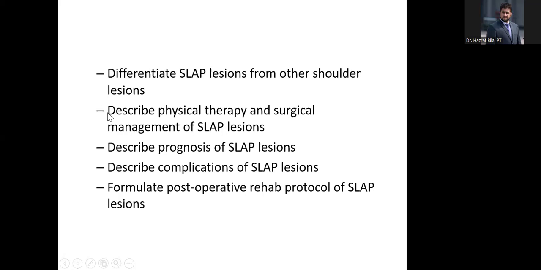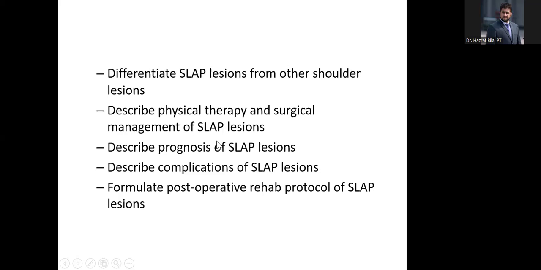After that, we will discuss in today's session the physical therapy management as well as the surgical management of the SLAP lesion. We will talk about the surgical management for each type of SLAP lesion. What is the most appropriate surgical management? Plus, if there is a SLAP repair, what other additional surgical treatment is required? That depends on which type of SLAP lesion is there. So we will discuss them.